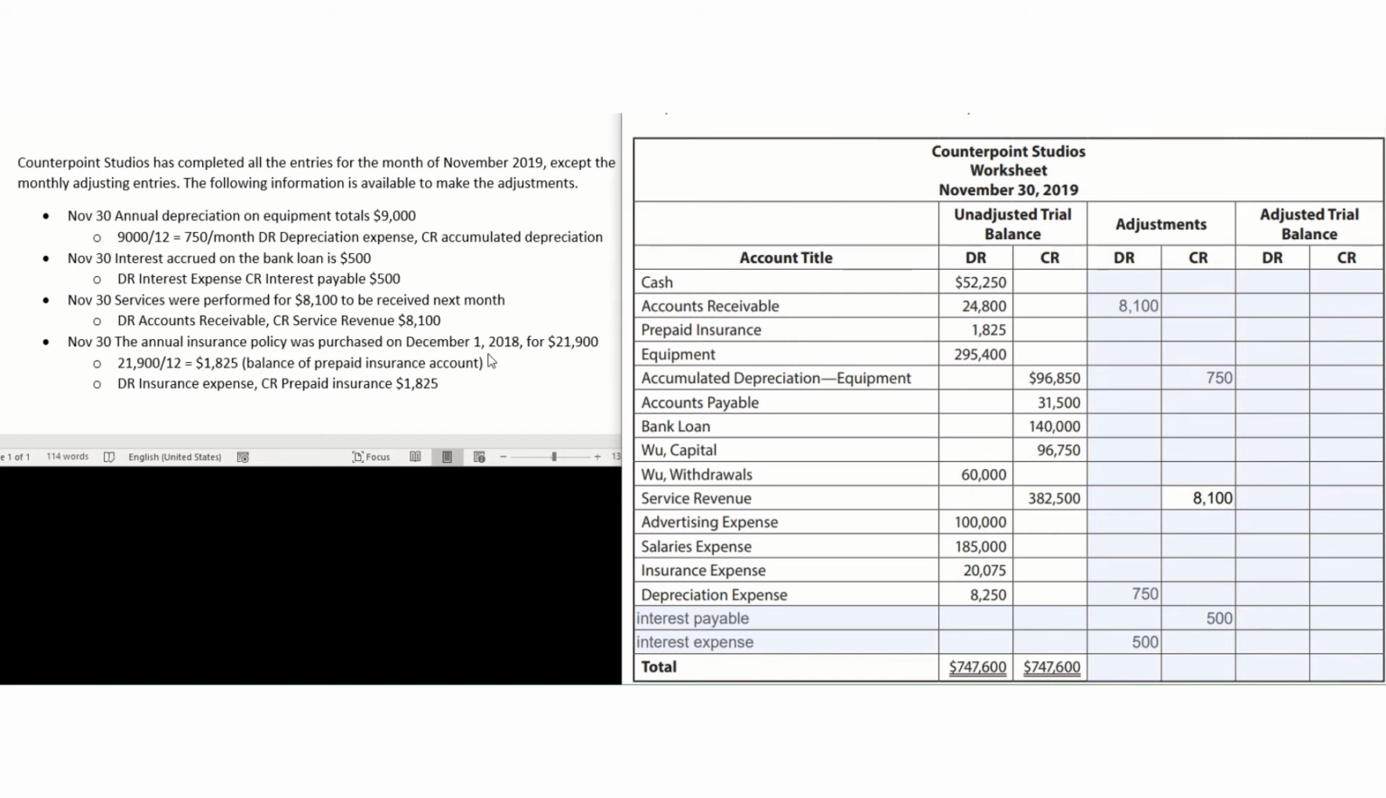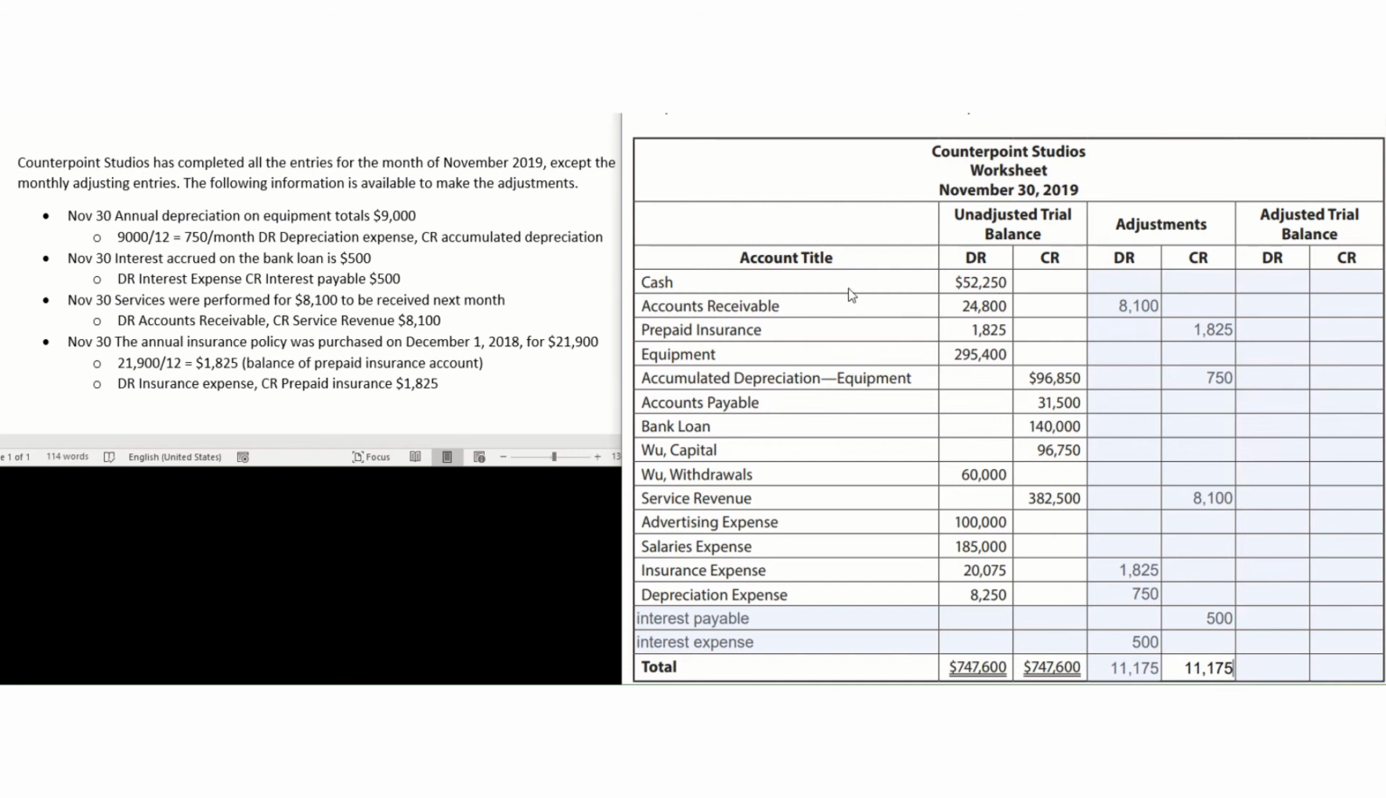Fourth and final entry for this question is a debit to insurance expense and a credit to prepaid insurance. So credit to prepaid insurance, 1825, and insurance expense, 1825. Once you've done this, you want to actually total the debits and credits column for the adjustments that you've posted to make sure that they actually are in balance before you go any further. So in this case, we have 11,175. And again on the credit side.